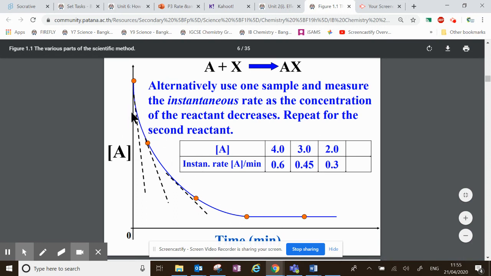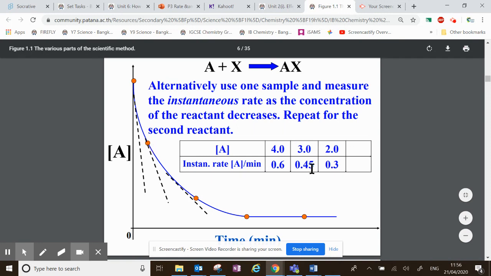We draw a tangent near the beginning, where it was 4 molar, and the steepness of the tangent is 0.6. That's the rate of reaction. A second tangent has been drawn on this part of the curve here. Now the concentration there, we just read across. Where the tangent touches the curve, we read across to the y-axis, and then you've got the concentration at that point on the curve. It looks like that was 3 molar at that point on the curve.